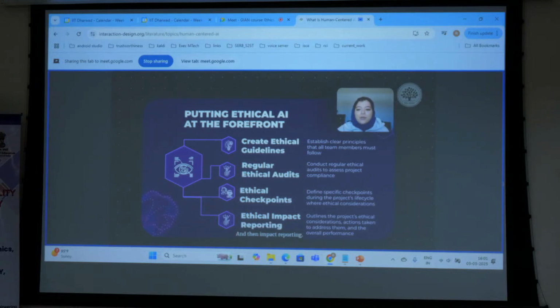And then impact reporting. After we built it, what does the overall performance look like? What is the consideration that we put in? Did it meet it? Checking yourself in each iteration of that project.